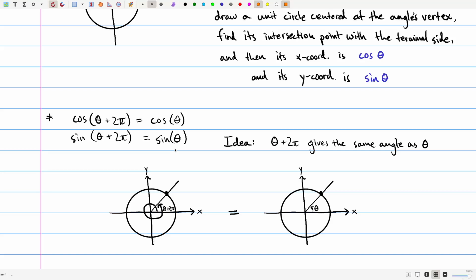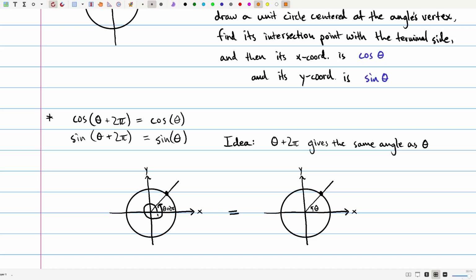It's that if you take an angle and you add 2 pi to it, it does not change the values of the sine or the cosine. And so one point of view here is that 2 pi is a full revolution in radians. And so if you rotate the picture a full revolution, you have the original picture that you started with. The x-coordinate and the y-coordinate are exactly the same.